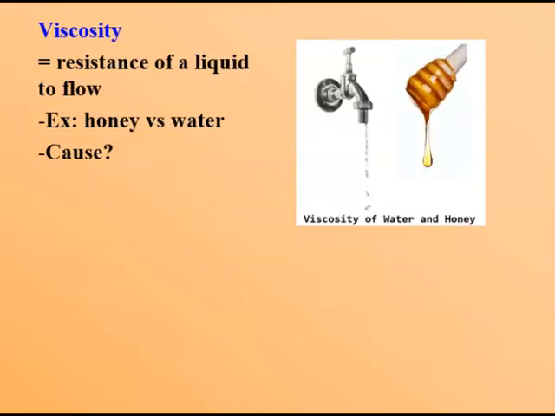Next, let's look at viscosity. Viscosity is resistance of liquid to flow. An example would be honey or water. Which one is the most viscous, meaning the most resistant? Honey is more viscous than water.